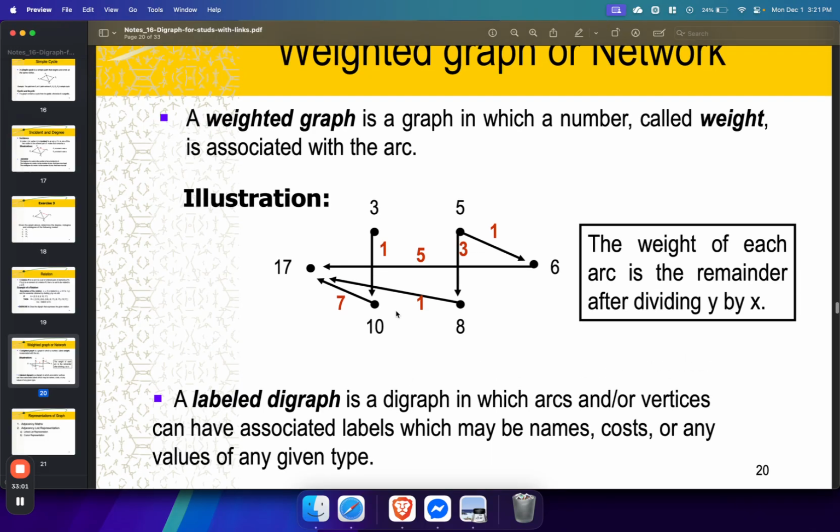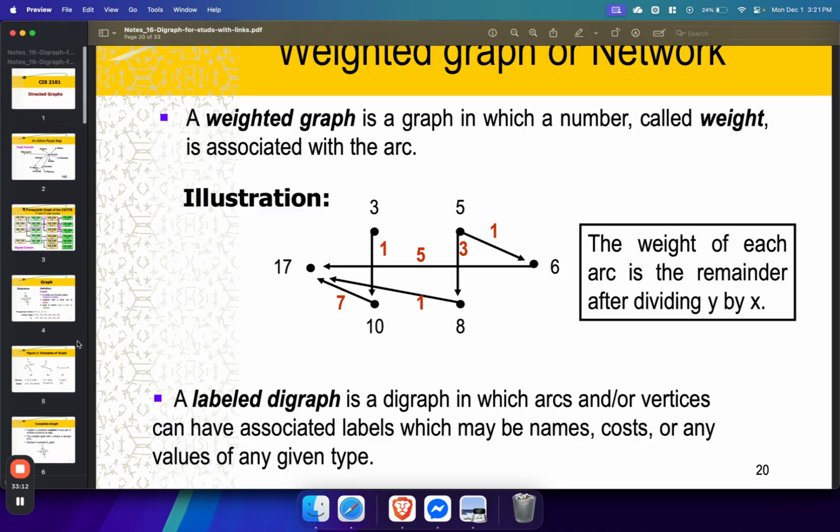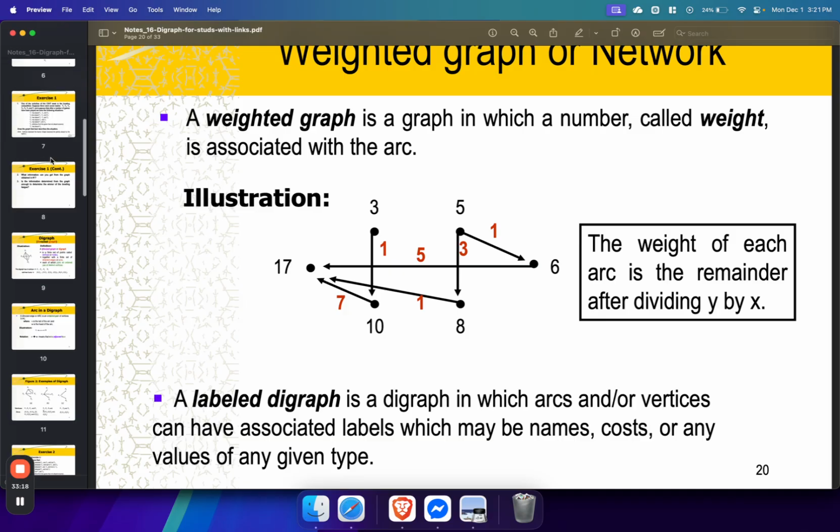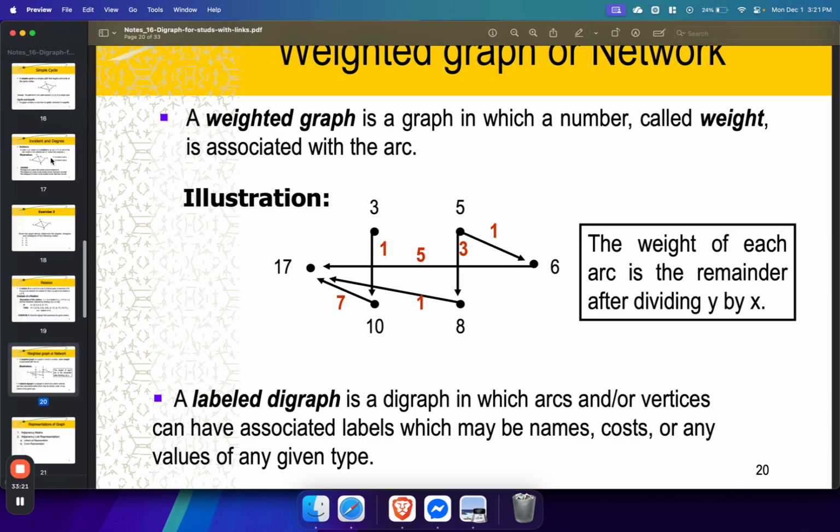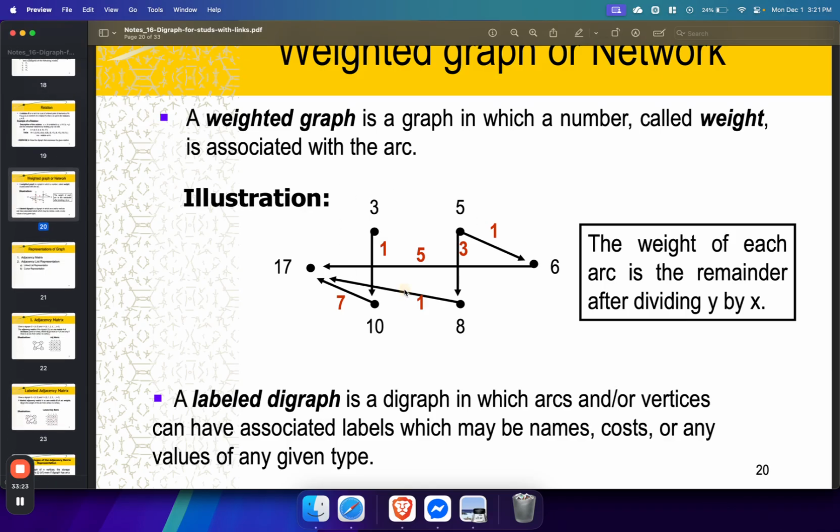So a labeled digraph is a digraph in which the arcs and or vertices can have associated labels, which can be names, costs, or any values of any given type. So this is an example where they are not labeled, so their arcs have no values. So this is just an example of that.